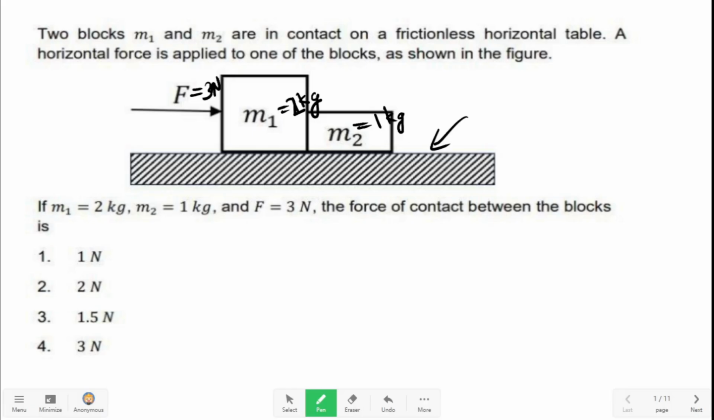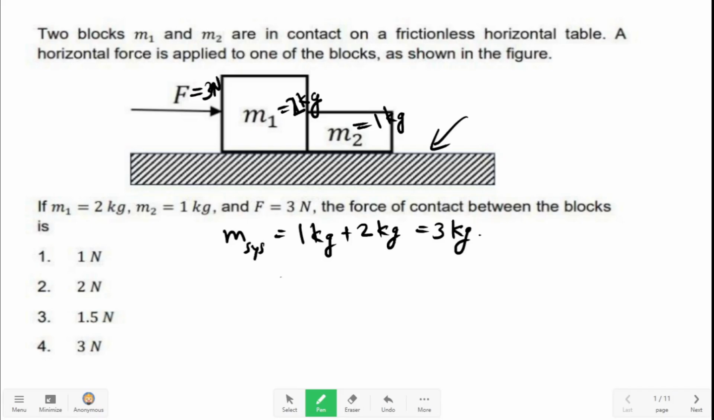Now when we apply the force 3 N, the blocks move together as a single system due to the contact force between them. So we consider the system as a single system. The mass of the system will be equal to M1 plus M2. So the mass of the system is equal to 1 kilogram plus 2 kilogram, which is equal to 3 kilogram, and the whole system will move with acceleration A.